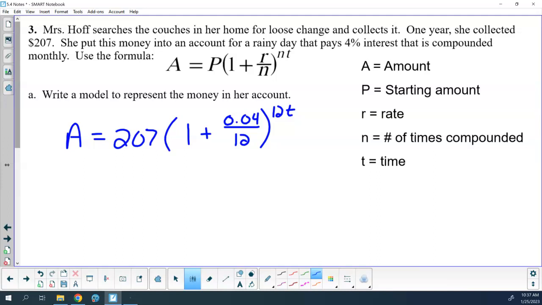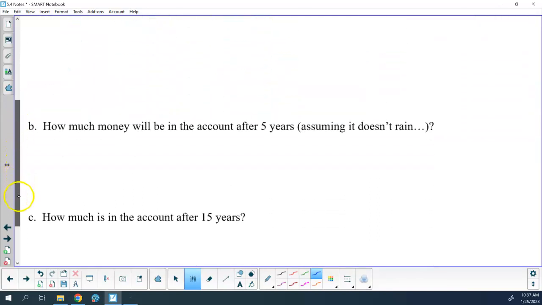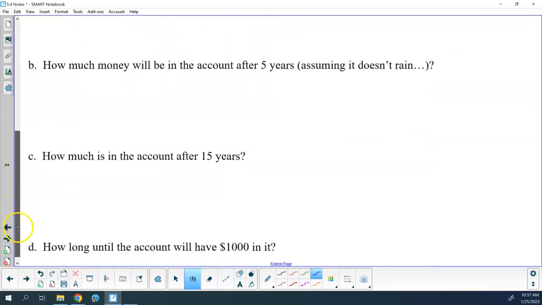So that's the formula that you have to come up with first. Now we can use that formula going forward. I would leave it as 0.04 divided by 12 because that's going to be some really ugly looking long decimal. And so then that way we're exact. The more times that we can be exact and less rounding we can do, the closer we are to the exact amount. Okay? So with that said, you now answer parts B, C, and D.